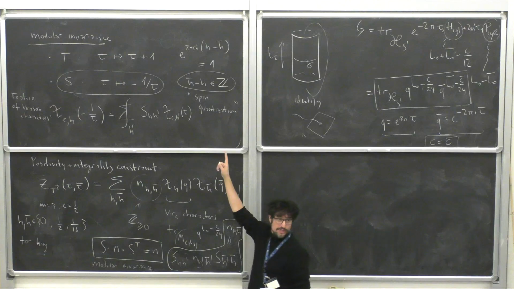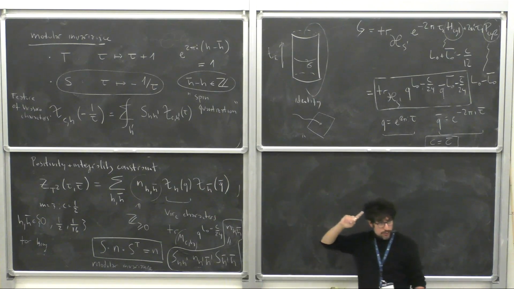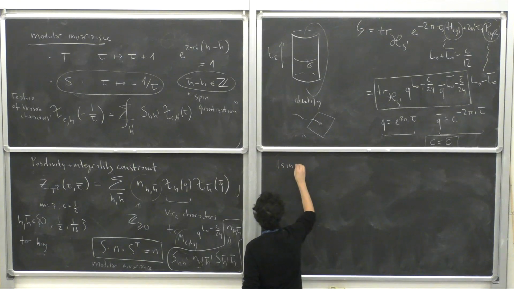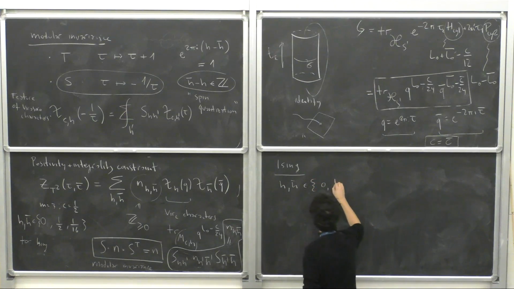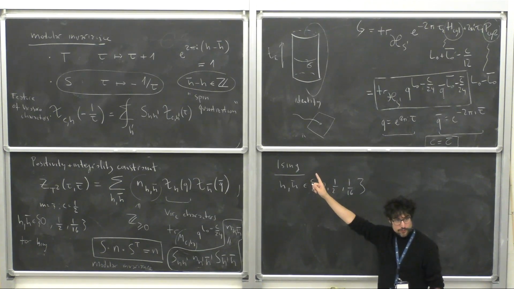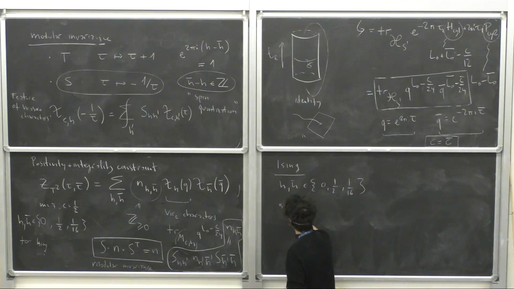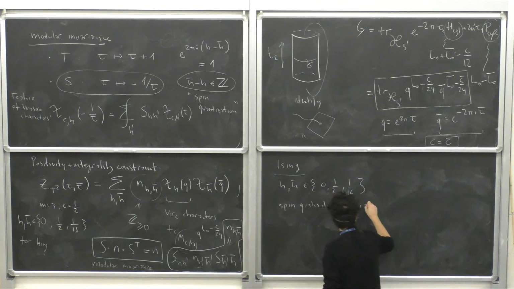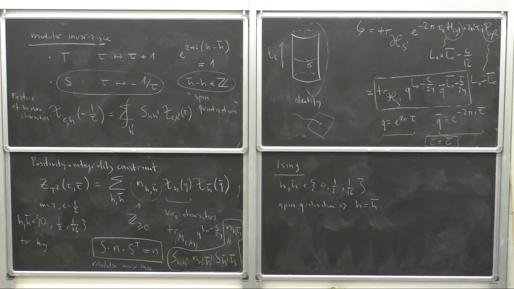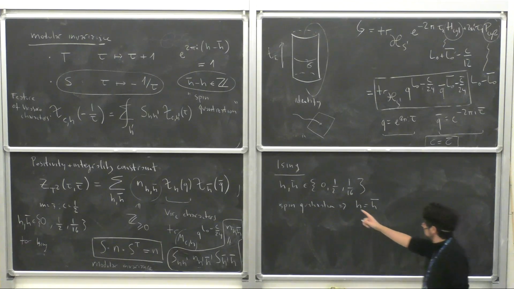No, this is a constraint. The spin quantization is a constraint. So this is a good question. For Ising, I said we have h and h bar. They belong in 0, a half, and 1 over 16. This is consistent with the spin quantization only, so spin quantization implies that h is equal to h bar. This is the only way you can solve for spin quantization with this list of dimensions.